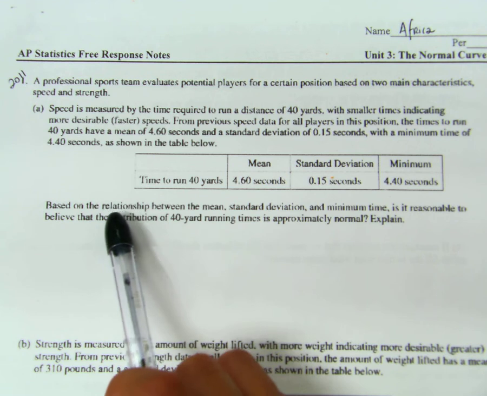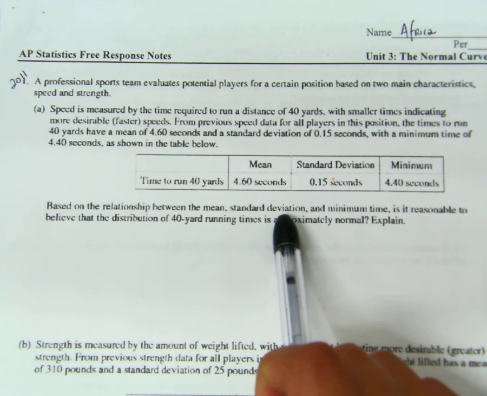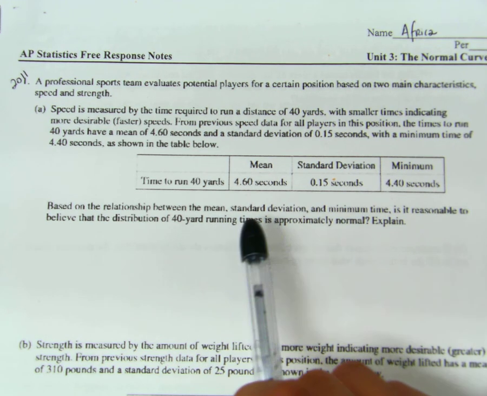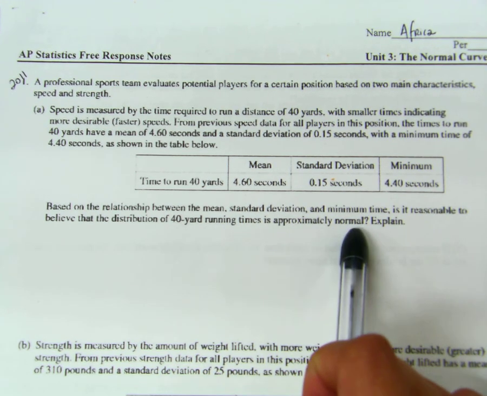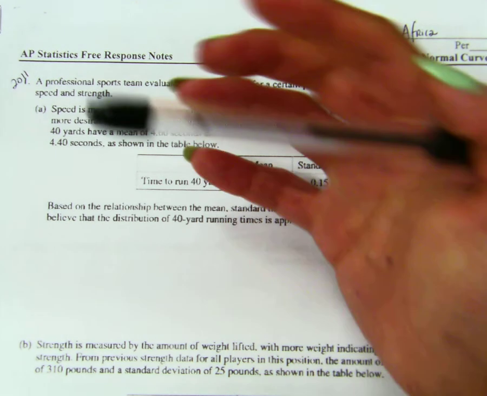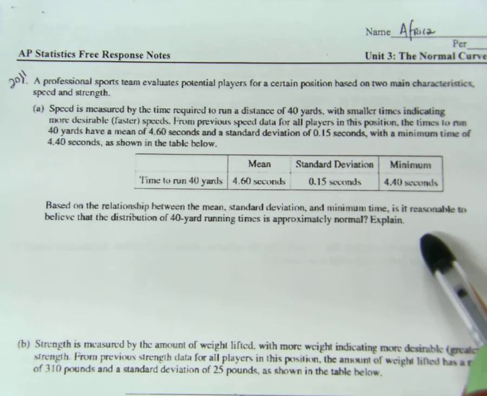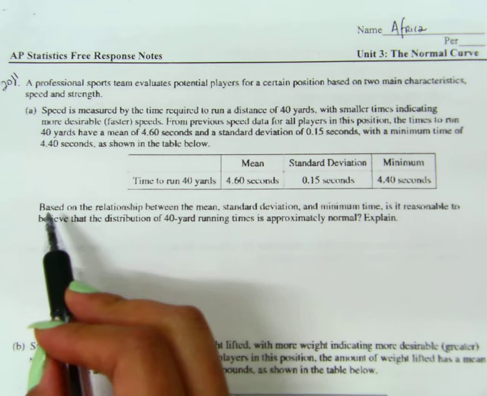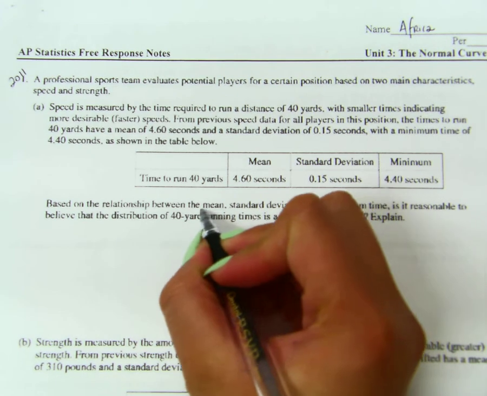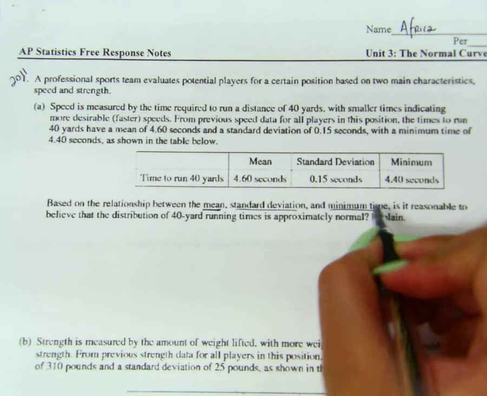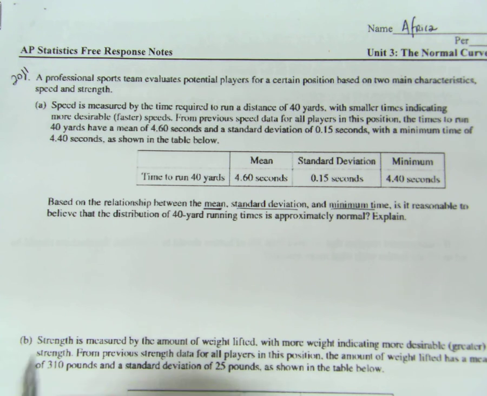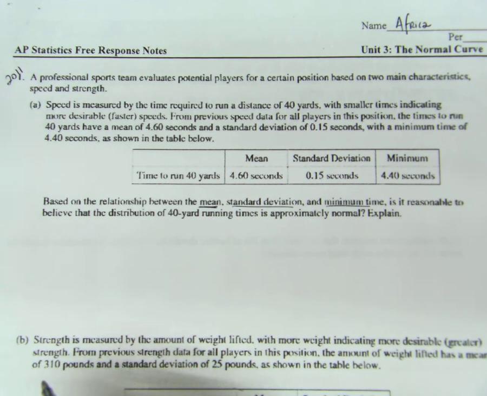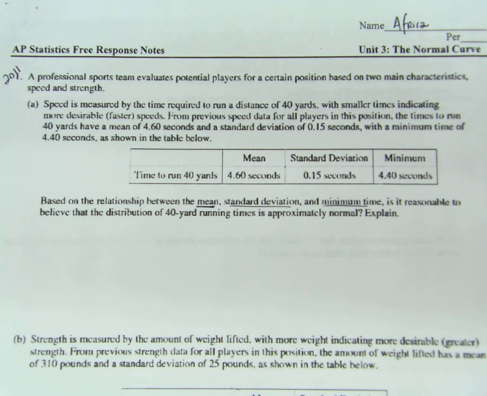The question, based on the relationship between the mean, standard deviation, and minimum time, is it reasonable to believe that the distribution of 40-yard running times is approximately normal? Explain. Okay, now reading this question, we can see that there are 2 things we need to answer. Is it reasonable? So that's a yes or no question, and then we want to be able to justify. Now also, just looking at the question, it says based on the relationship between the mean, standard deviation, and the minimum time, right? We see that it has to be based off of that. That means that we have to mention all 3 of the things for us to be able to actually get the full credit, right? That's clear in the question itself, okay?